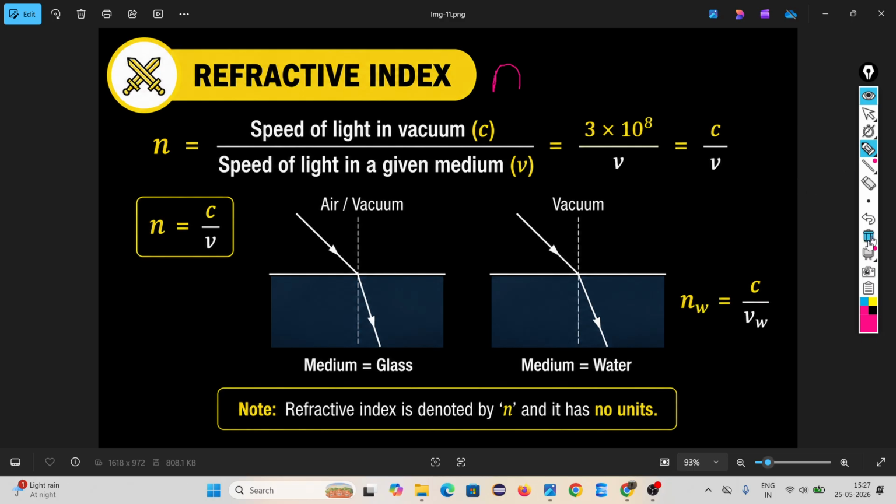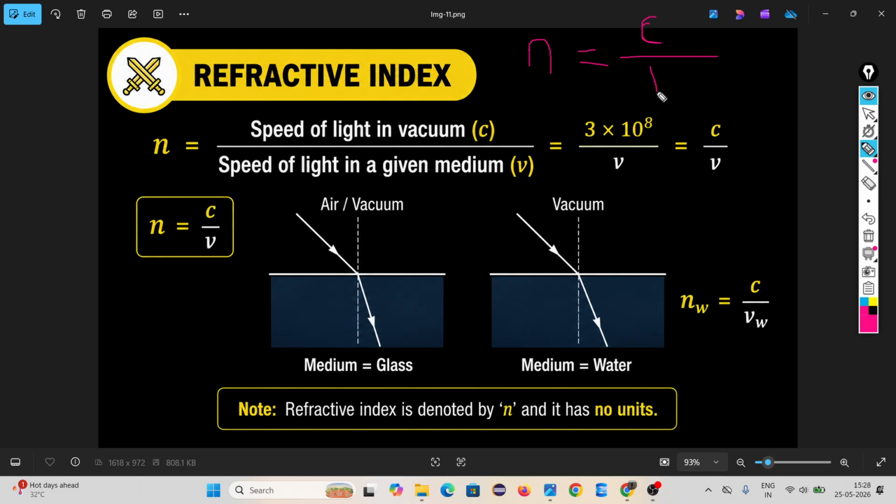Look, generally in real life, light always comes from vacuum, because our source is the sun. From the sun, light is coming through the medium, vacuum or air. That's why sometimes we are finding n. n means refractive index equal to the normal case: speed of light in vacuum, denoted by c, upon speed of light in a given medium.